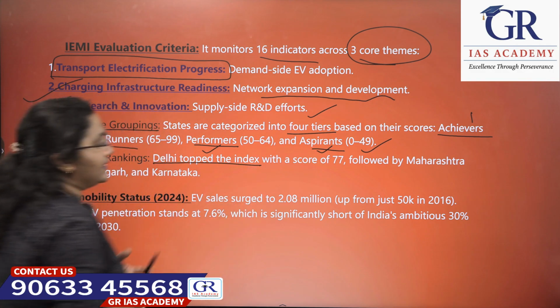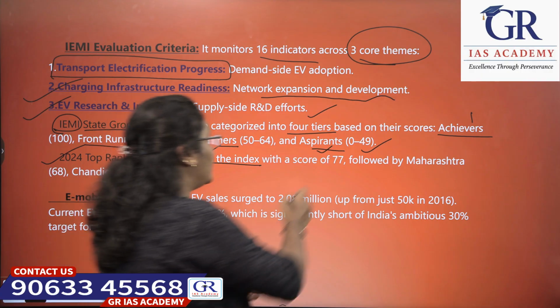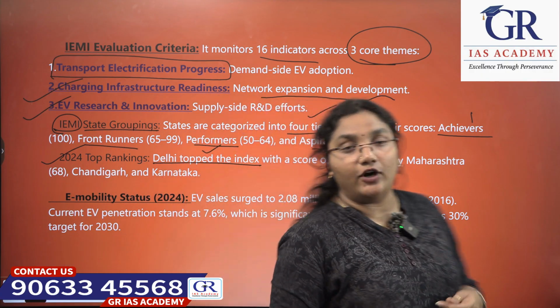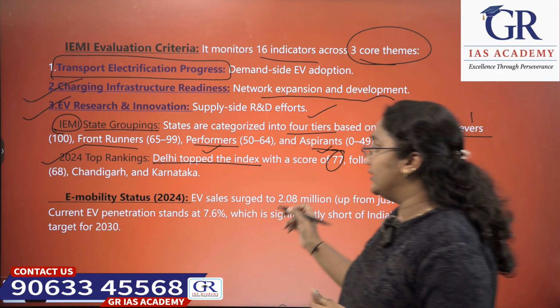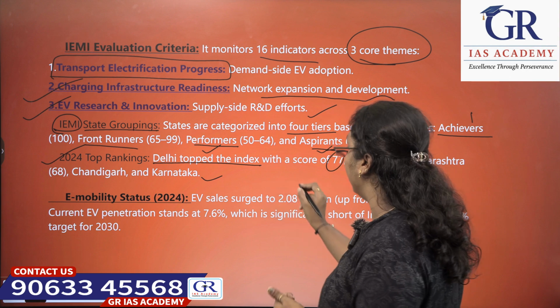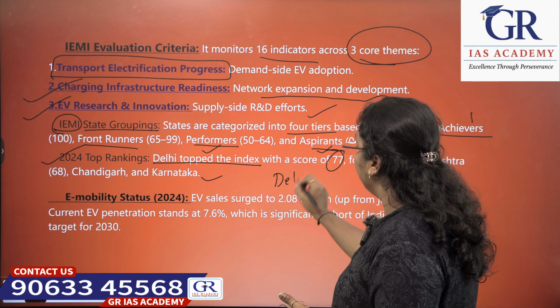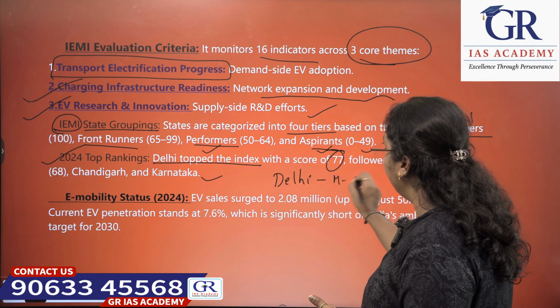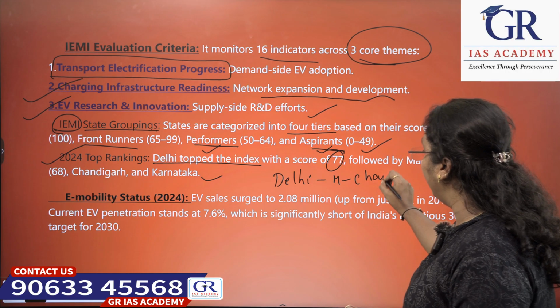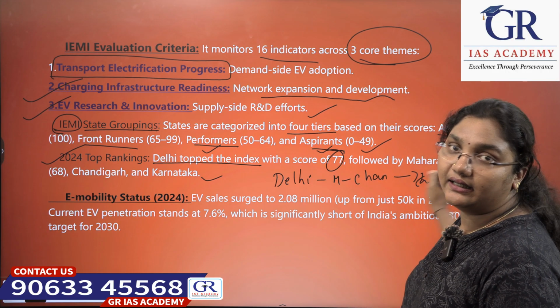Delhi topped the index with a score of 77, followed by Maharashtra, Chandigarh and Karnataka. First is Delhi, then Maharashtra, then Chandigarh, and then Karnataka.